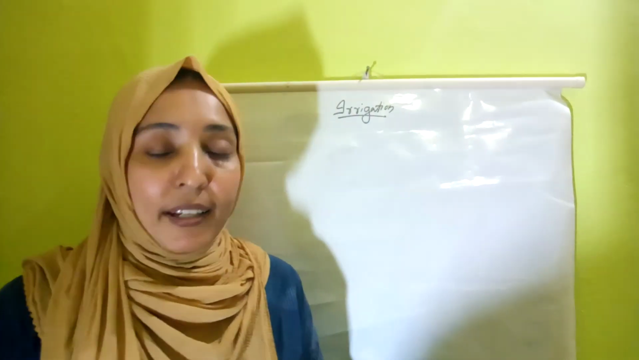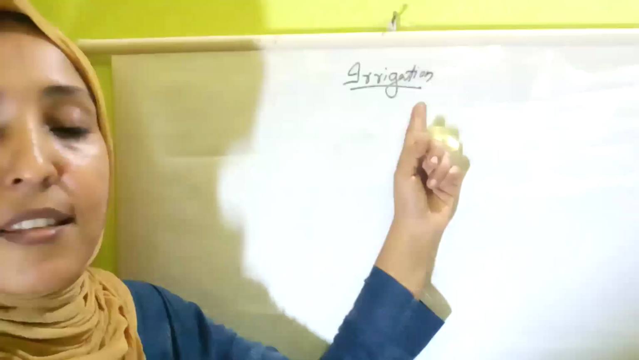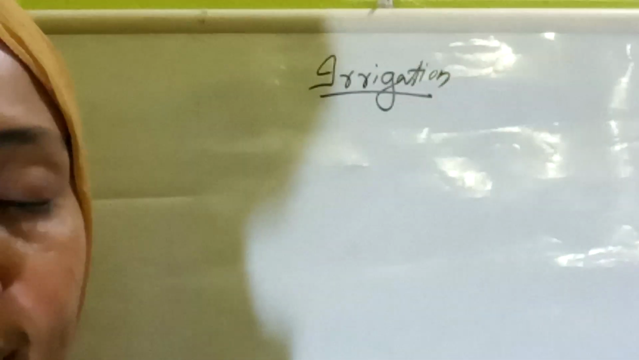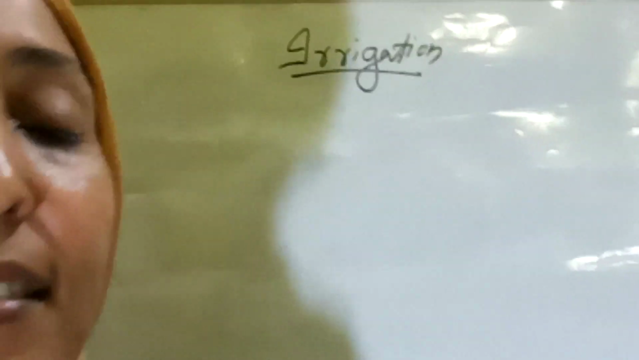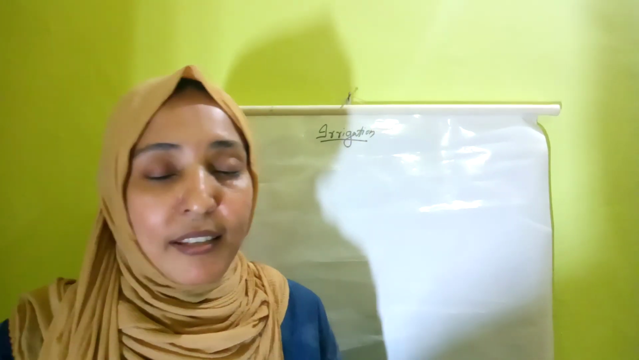So the supply of water at different intervals or at regular intervals to crops is called irrigation. This is a process called irrigation. This is the fourth step of agricultural practice, irrigation. What is it? The supply of water to our crop plants at different intervals.